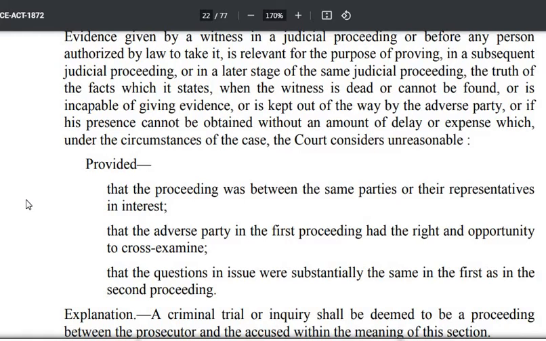The answer is yes, provided these conditions are met. Number 1, the proceedings were also between the same parties or their representatives. Number 2, that in the former suit or proceeding it was proved, meaning cross-examination has been done, or at least the right to cross-examine has been given to the opposite party. And number 3, the questions in issue were substantially the same in the first as in the second proceeding. And 161 and 164 etc. will not fall here, because this section applies to statements made only in judicial proceedings, in the court, and not to statements made to the judicial magistrate under 164 etc.